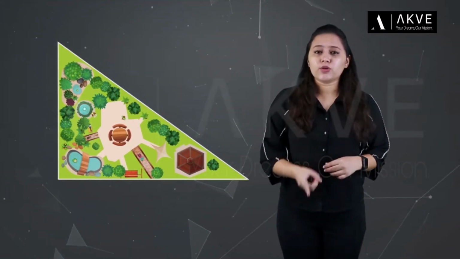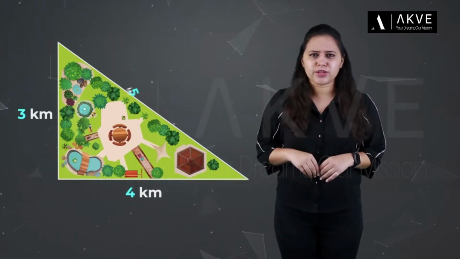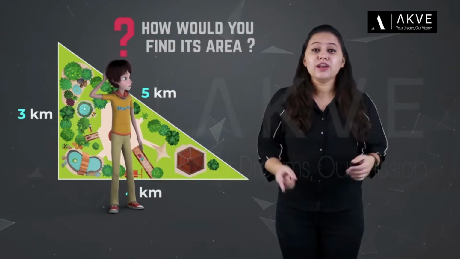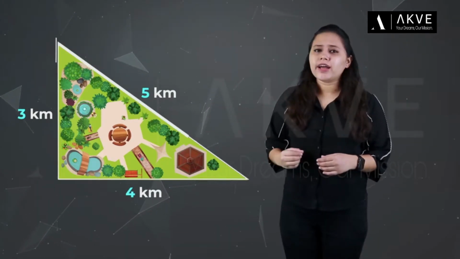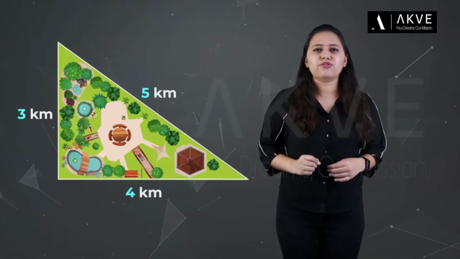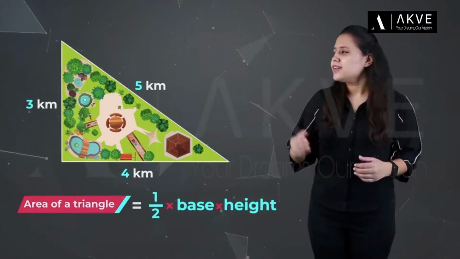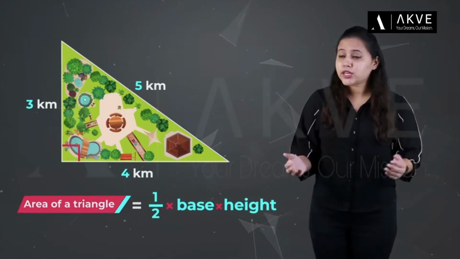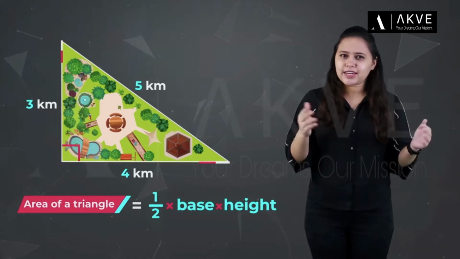triangle with sides 3 kilometers, 4 kilometers and 5 kilometers. So, how would you find its area? Well, from your earlier classes, you know that area of a triangle is calculated using the formula half into base into height. So, when the triangle is right angled, we can directly apply the formula by using two sides containing the right angle as base and height.